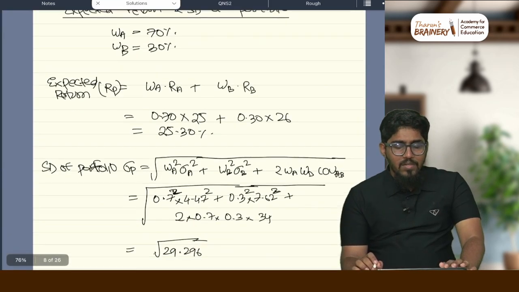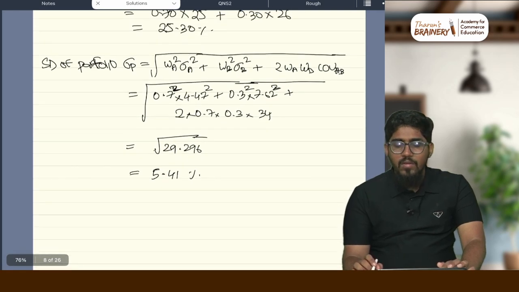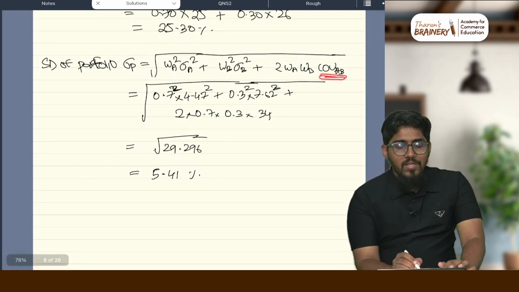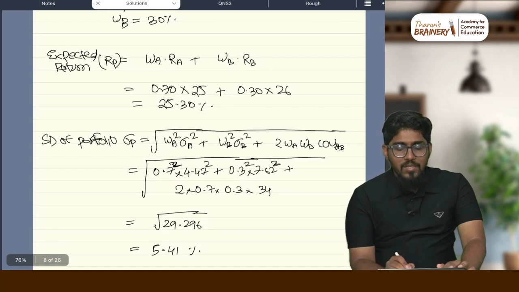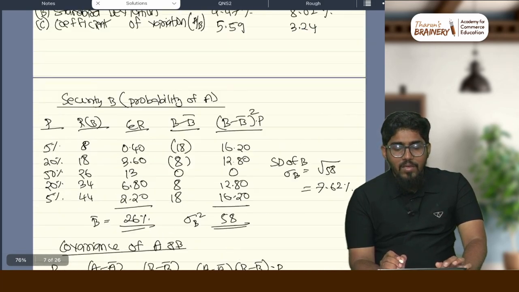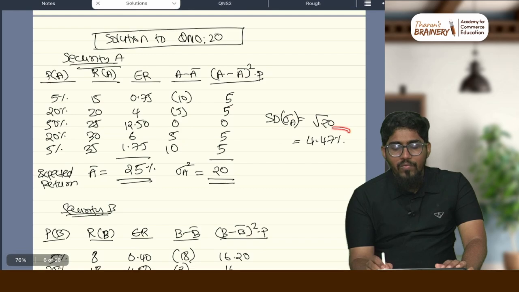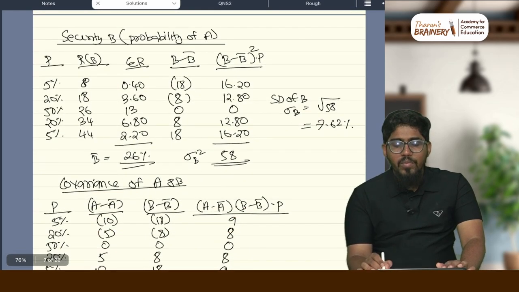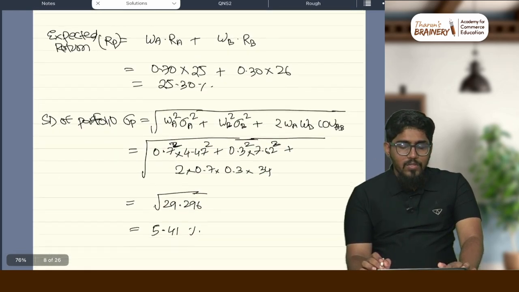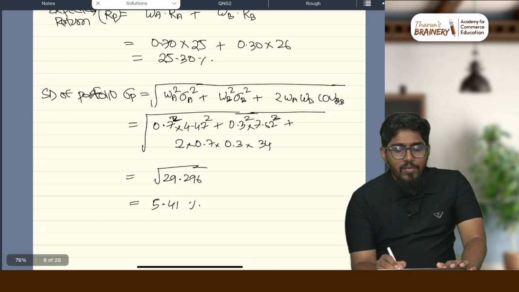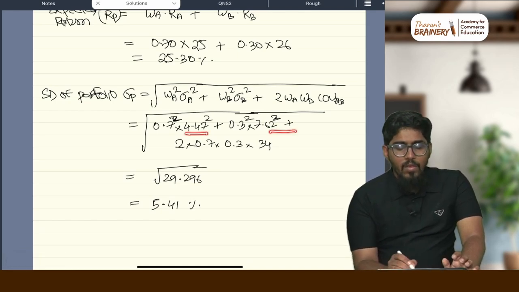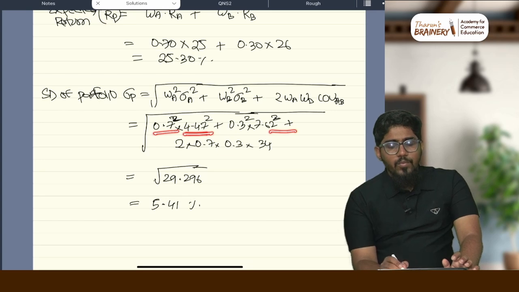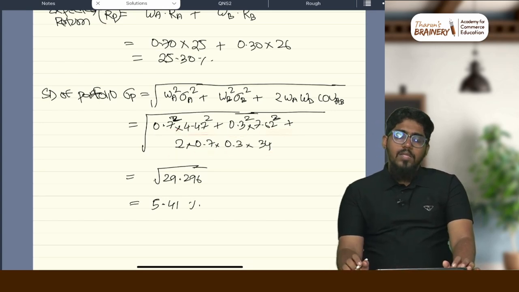Sir, you already know the risk of the portfolio formula, because now you know the covariance. So 0.7 square into 4.47 square. What is 4.47, sir? Standard deviation of A. Sir, what is my standard deviation of B? 7.62 square. So 0.7 square into 4.47 square, 0.3 square into 7.62 square, plus 2 into 0.7 into 0.3 into 34.